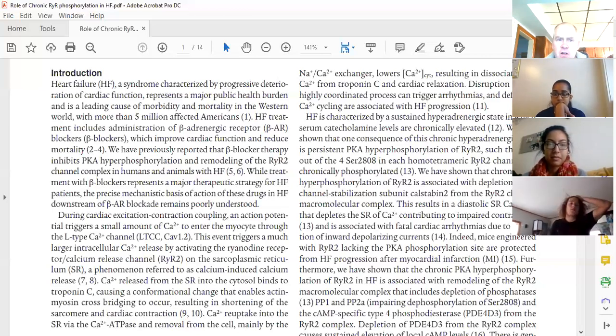All right, go ahead. This results in a diastolic SR calcium leak that depletes the SR of calcium, contributing to impaired contractility, and is associated with fatal cardiac arrhythmias due to activation of inward depolarizing currents. Right. Diastolic leak.